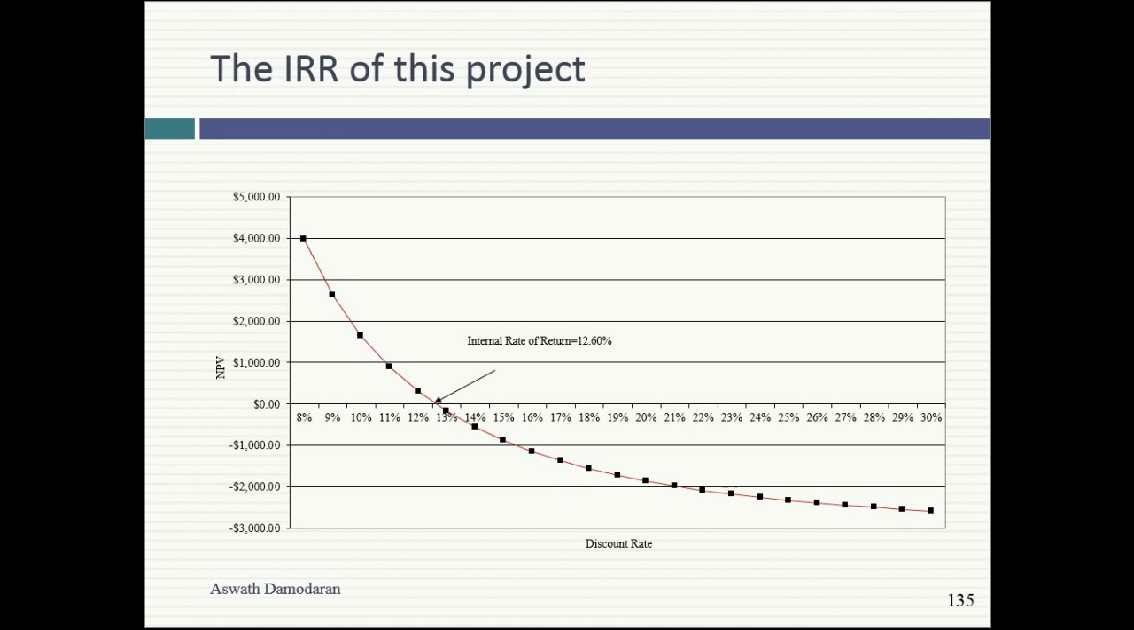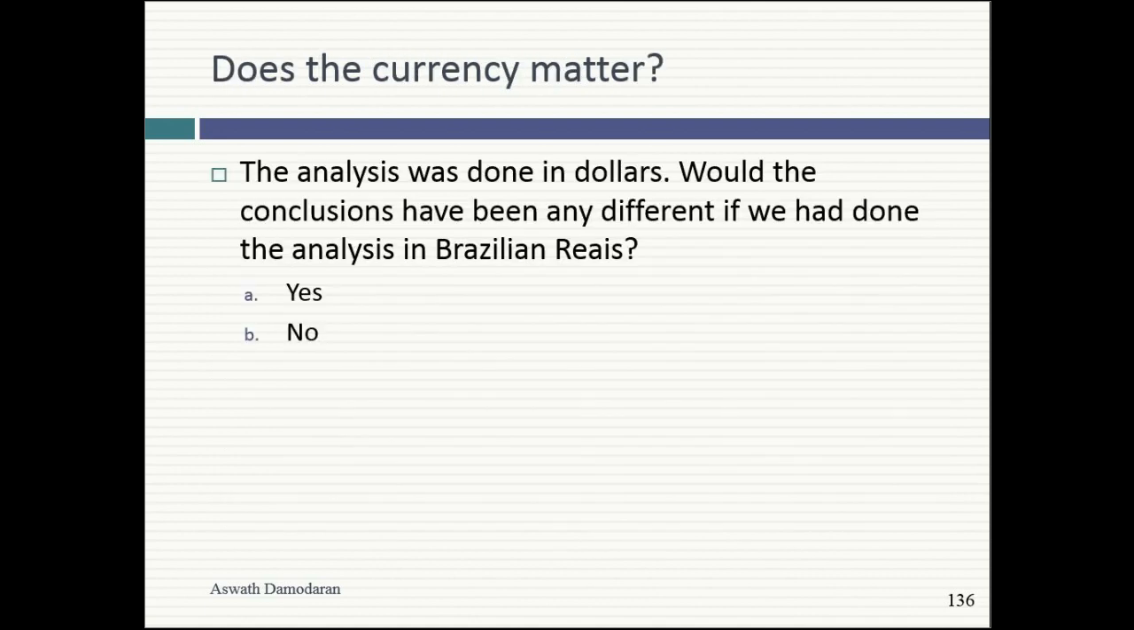So what do you think tipped the scale? Because on an accounting return basis, this project did not look that good. It's bringing in what happens after year 10 that's tipped the scale. Okay? Now let's ask some follow-up questions.